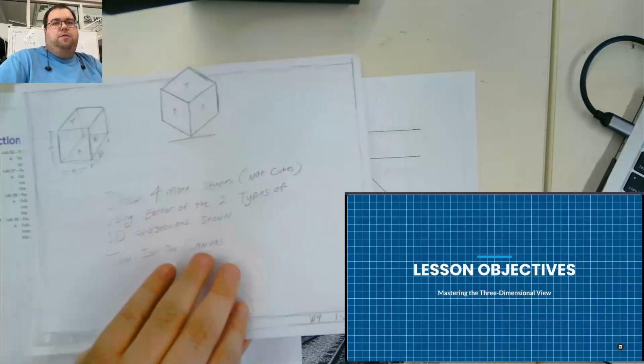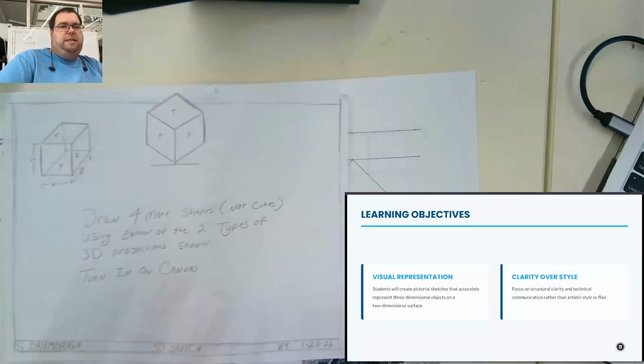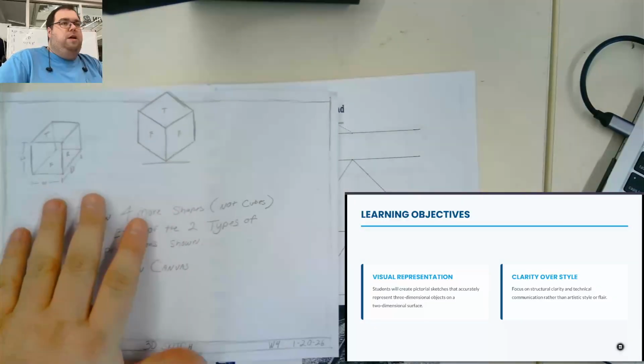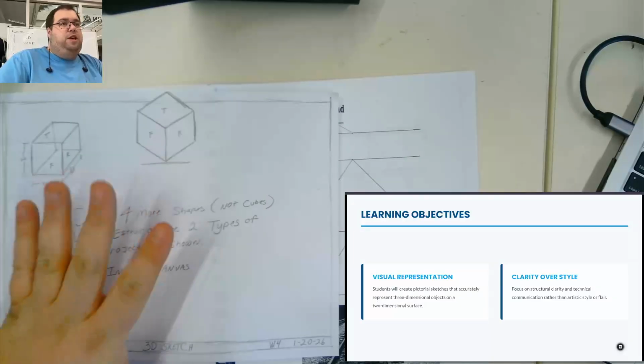But let's go through here. So essentially, we're going to have two sets of objectives for today. It's fine. I just took two slideshows and turned them into one class. So what we did last time, we did visual representation. We talked about clarity over style. Basically, we wanted to make sure that these were visually identifiable as cubes, right?